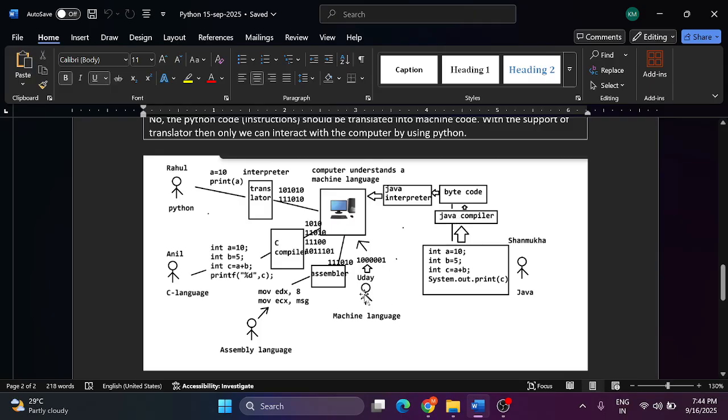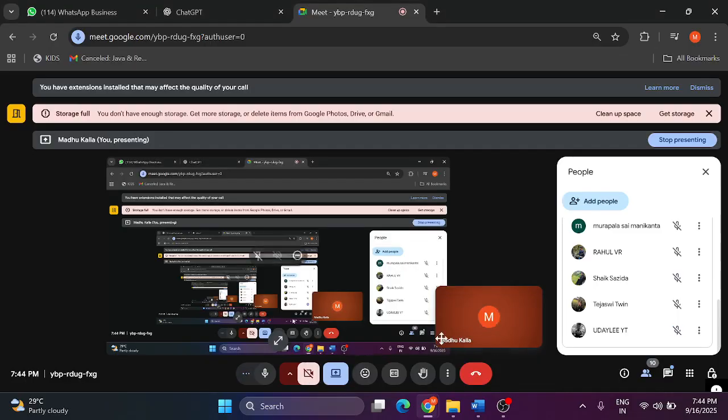Let's say Uday has written the code directly in machine language. Is there any need of usage of a translator? Do we need to use a translator? You have written the code in machine language directly. No need to use a translator, right? If you are writing instructions in machine language, the computer directly understands it, right? Yes sir.